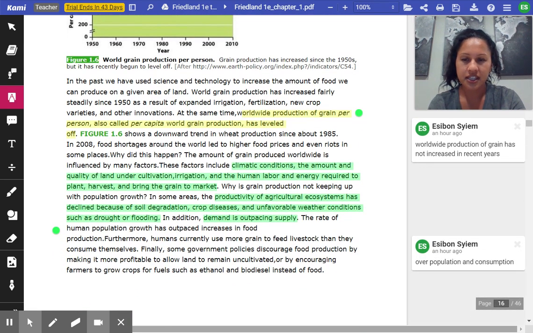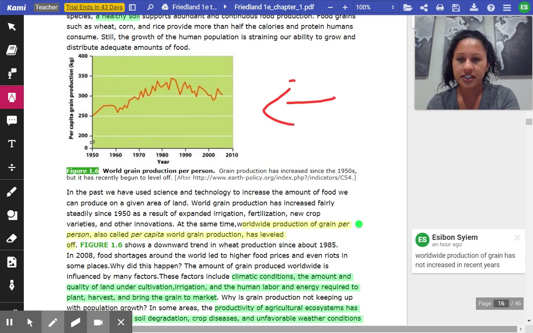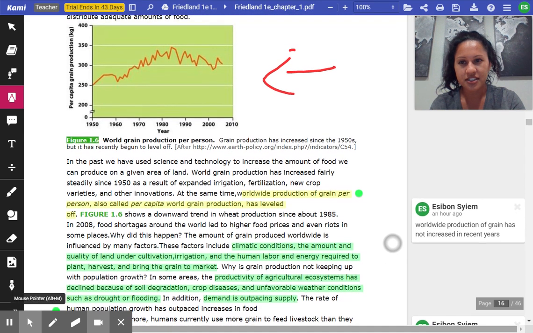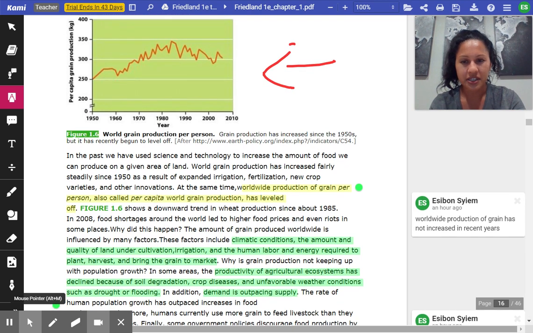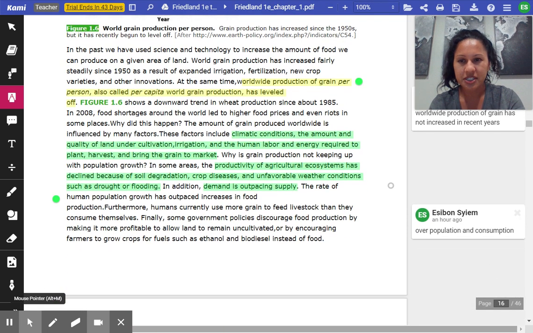All right, so take a look at this graph. This is a graph of the worldwide grain production per person per year. Since 1950, it has increased. However, in recent years, this book was written in 2011, it has not increased, and actually it's less than the 1980s, even though the population was smaller back then. So some slightly alarming data. Side note, when it says per capita, that means per person.